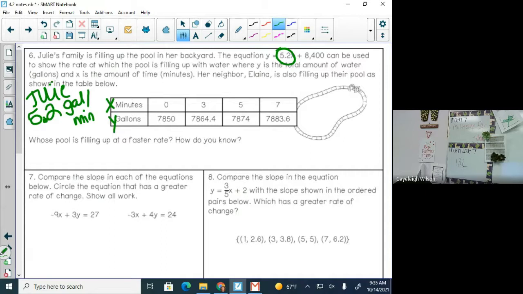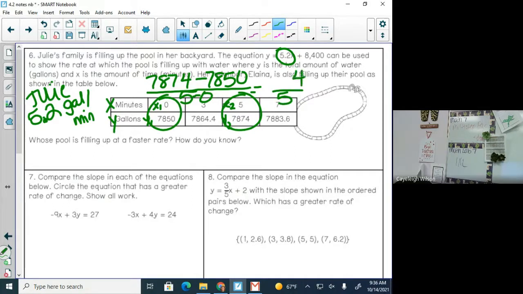So once again, you can either choose 2 points and use the slope formula, or you can count. What did you all do? Count it? I use slope. Okay, I don't care. All right, I'm gonna use these two just because it's not a decimal. So x1, y1, x2, y2. So 7874 minus 7850 over 5 minus 0. That's 5 on the bottom, 24 on top, and what's 24 divided by 5? 4.8. So Elena's at 4.8 gallons per minute.